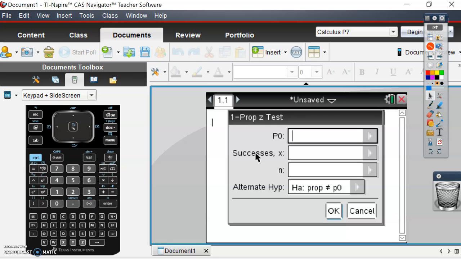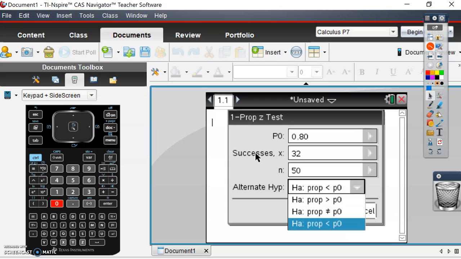So P0 is the P from the null hypothesis. That's what the 0 means. Go back and look at the null hypothesis, which remember it was 0.80. The number of successes was 32. The number of failures was 50. The only thing we have to watch out for is to make sure you pick the appropriate inequality symbol. In this case, we're not sure he's quite an 80% free throw shooter, so we're going to use less than, and then we hit OK.